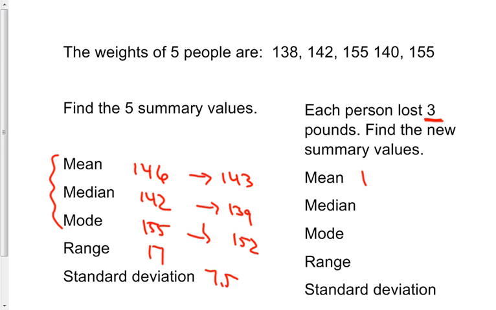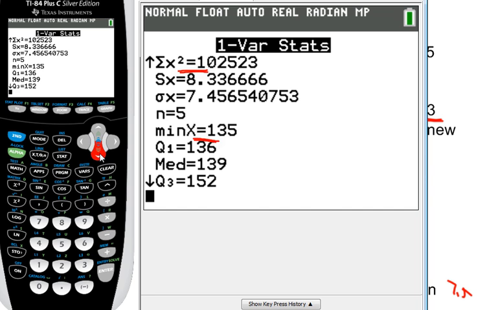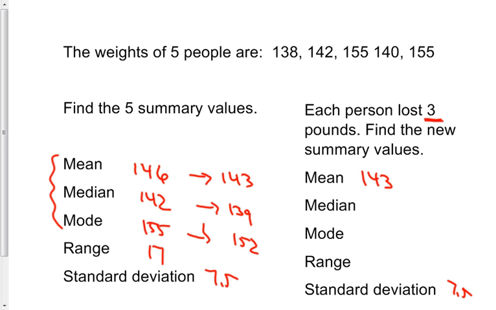My mean we showed was 143. Standard deviation was 7.5. Do you see, 7.5 didn't change, but the mean was what we thought it was going to be, 3 less. Let's go back and look at median. If we arrow down, median is 139. That's what we predicted it was going to be, 3 less than what we started from.